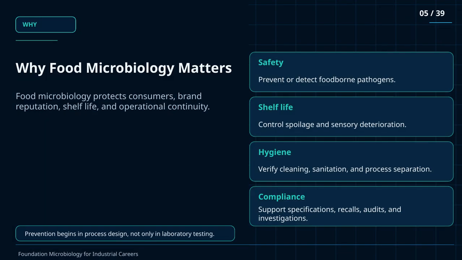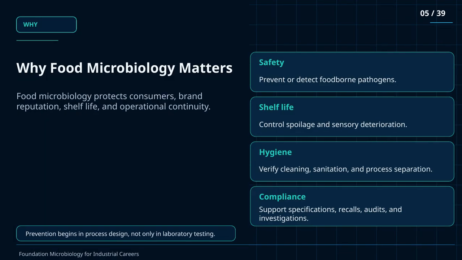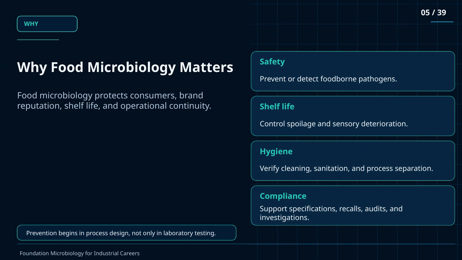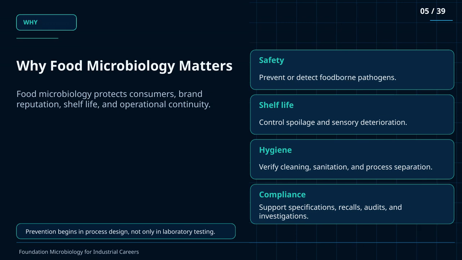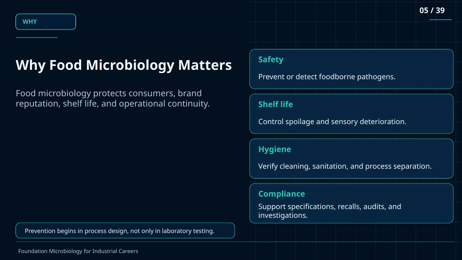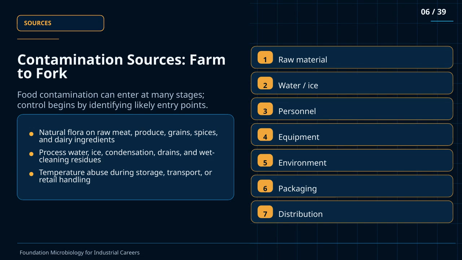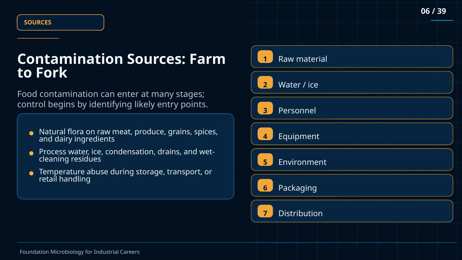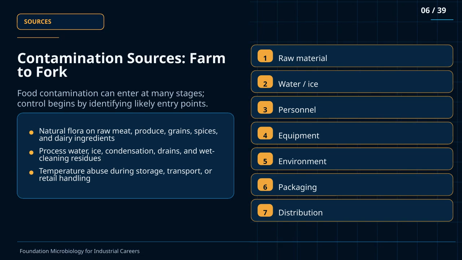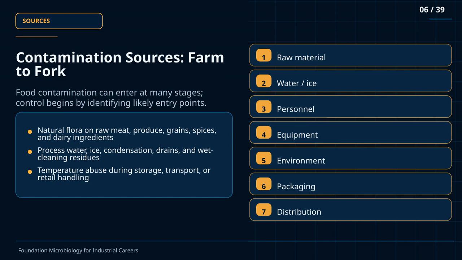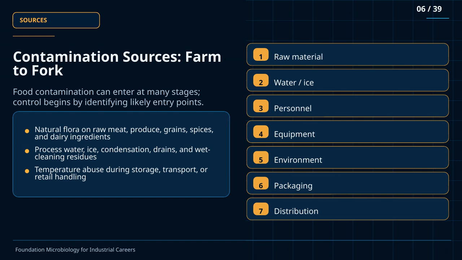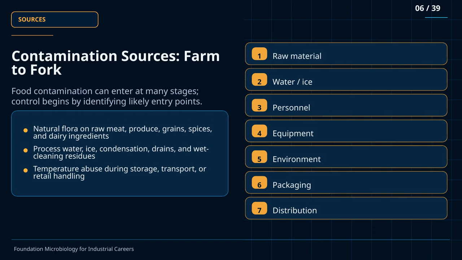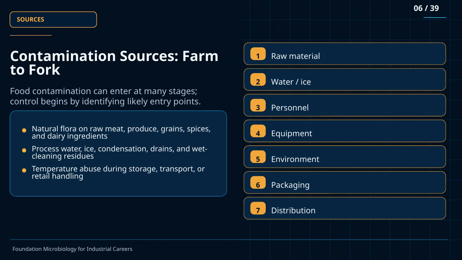Food microbiology protects consumers, brand reputation, shelf life, and operational continuity. Its findings can support release decisions, corrective actions, shelf life controls, and regulatory compliance. Contamination can enter food at many stages, from raw materials and water to personnel, equipment, packaging, and distribution. Effective control starts by identifying likely entry points and understanding how contamination could spread.